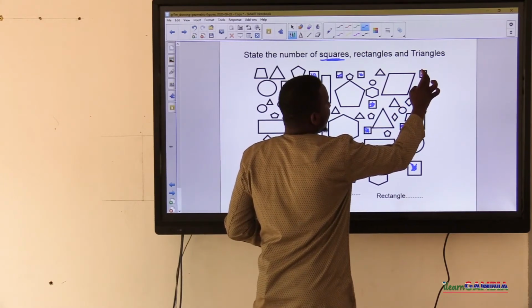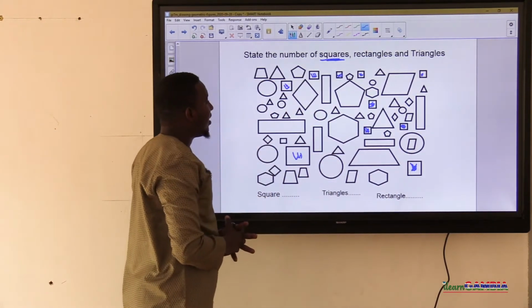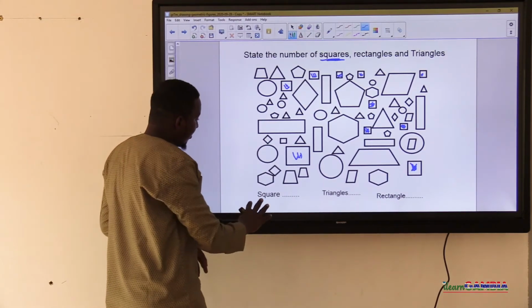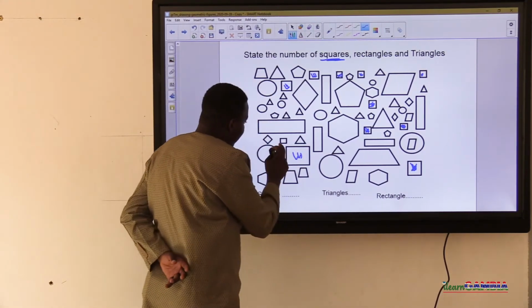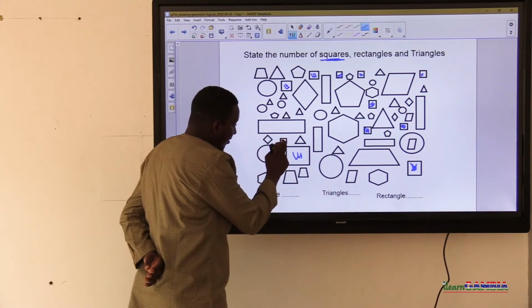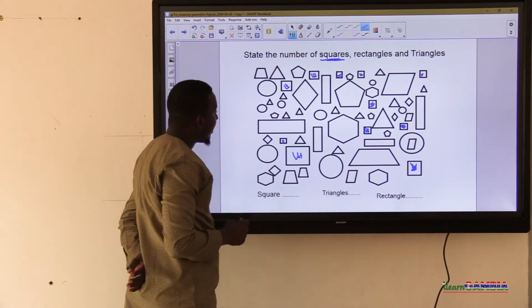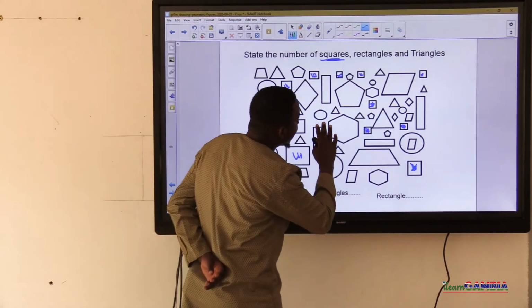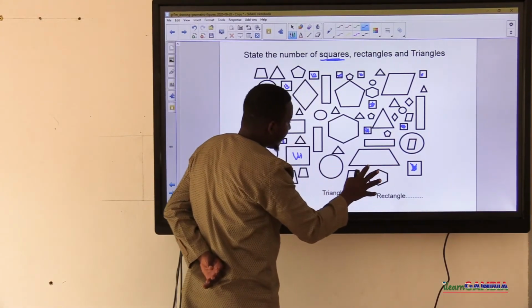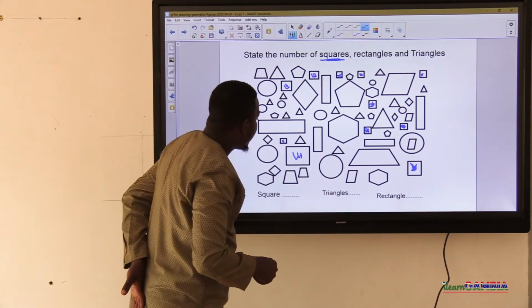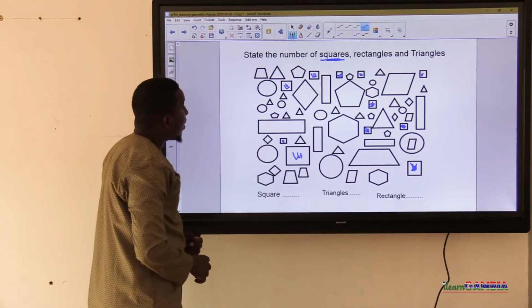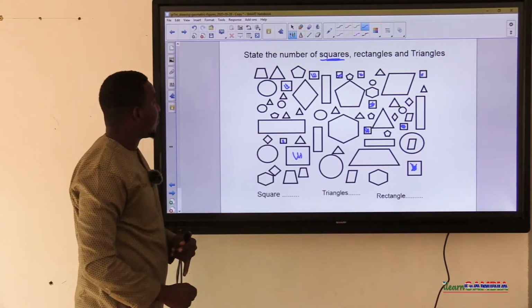Here we have another one. It's a square. All the sides are equal. So let's try to cross check and see if there's another one here. This one too is a square. So it's always good to cross check when you come across questions like this. All right. It seems we have ticked all the squares. So let's try to count them and see how many squares we have.